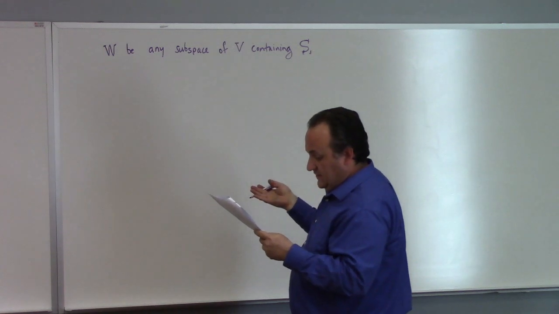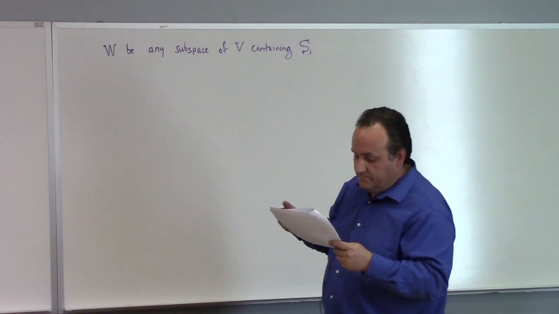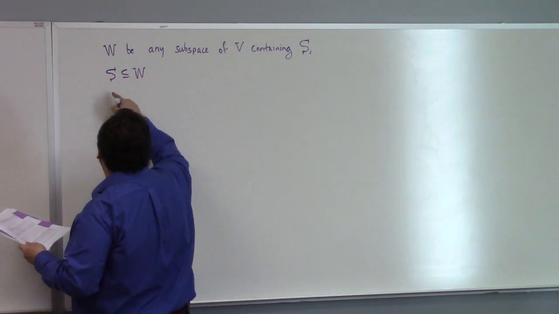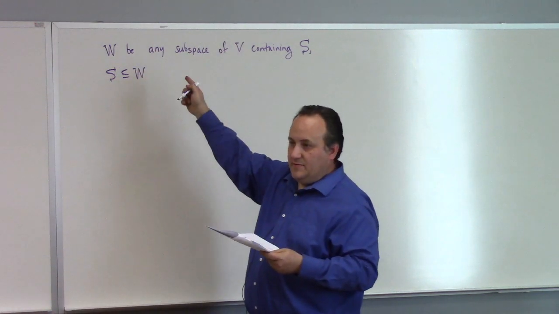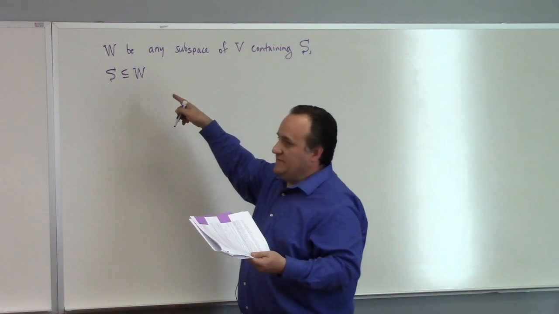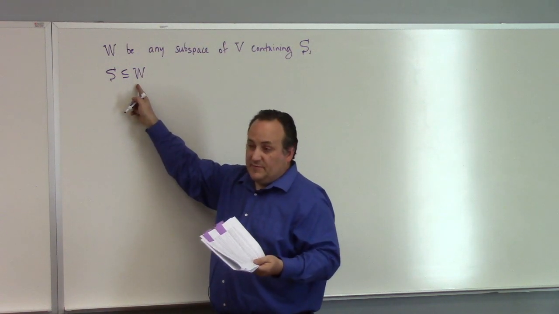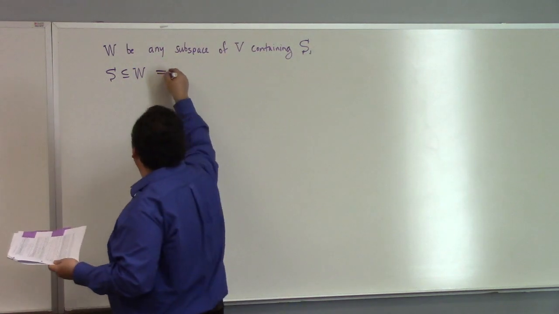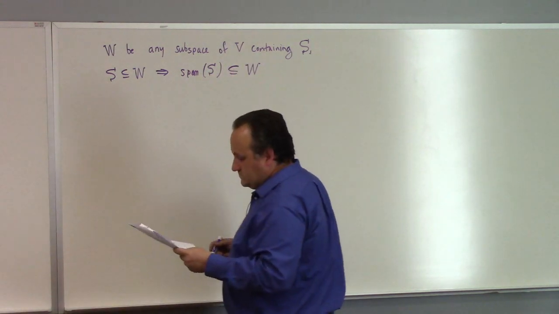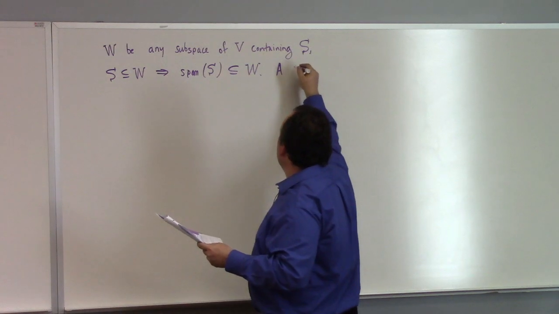So by definition, W is closed under scalar multiplication and vector addition. And so all linear combinations of vectors in S must be in W. Hence, the span of S must be a subset of W, right? So if S is a subset of W, and any linear combination of vectors in W is automatically in W because W is a subspace, right? Just the definition of subspace is that W is a vector space in its own right, so it's closed under scalar multiplication and vector addition. So this implies that the span of S is a subset of W, all right? Is it subset or is it contained in? Subset.